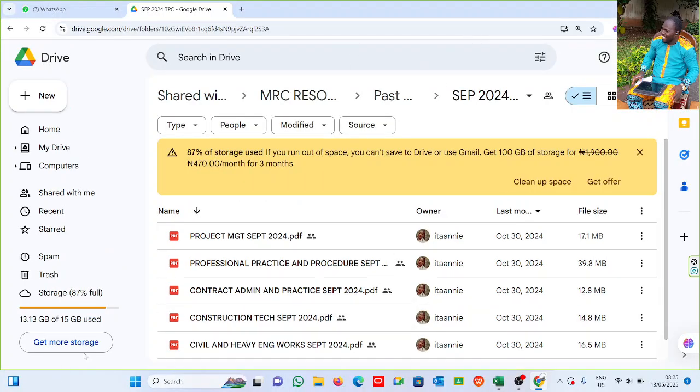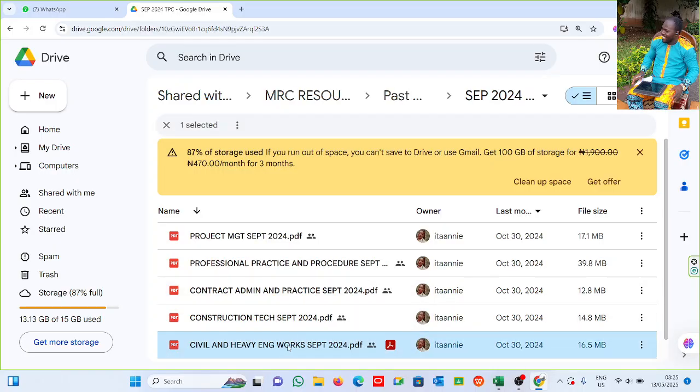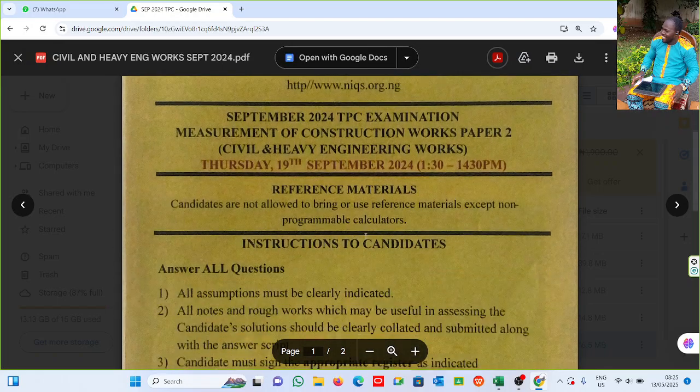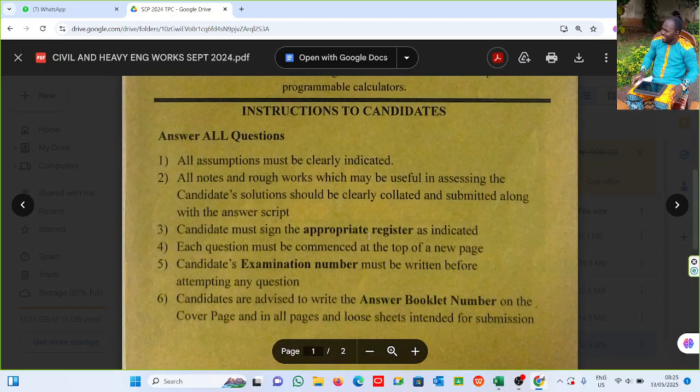Alright, so welcome to Chaka Quantics. Now in this tutorial I'll be putting us through how to measure roadworks on a flexible pavement.